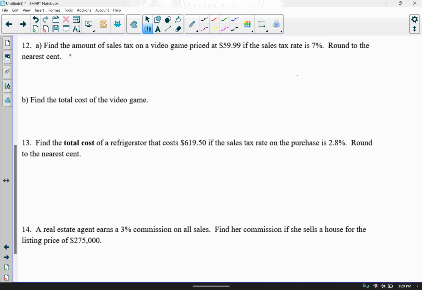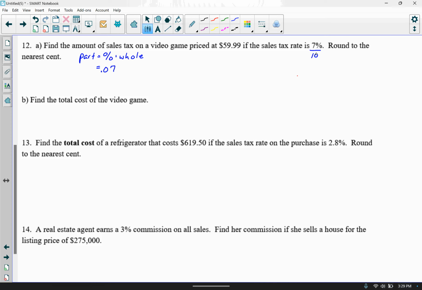Find the amount of sales tax on a video game priced at $59.99, and sales tax is 7%. We're going to round to the nearest cent. So I'm still using my same formula. Part equals percent times whole. We know our sales tax rate is 7%, so I'm going to put that as a decimal, 0.07.